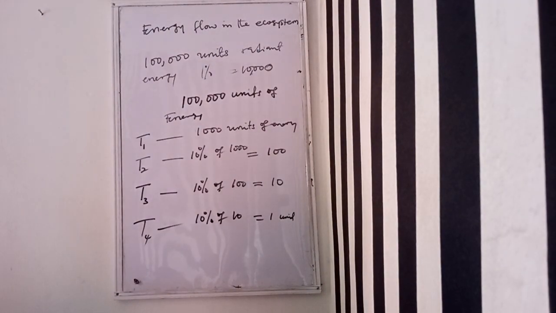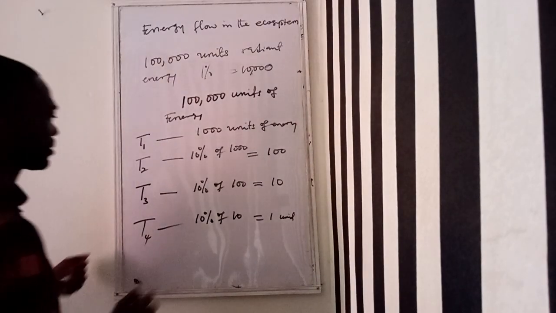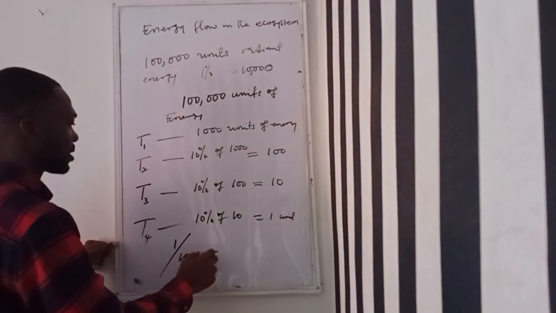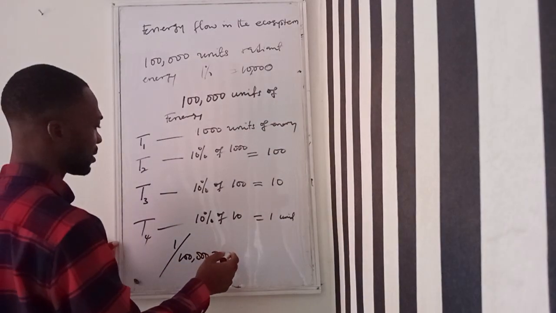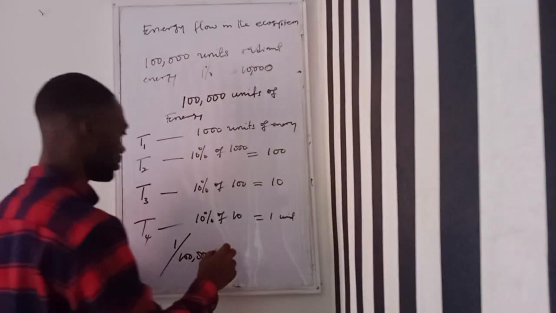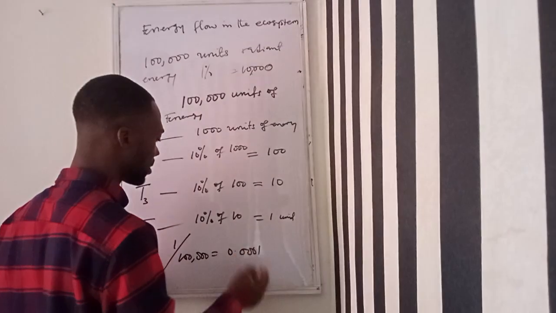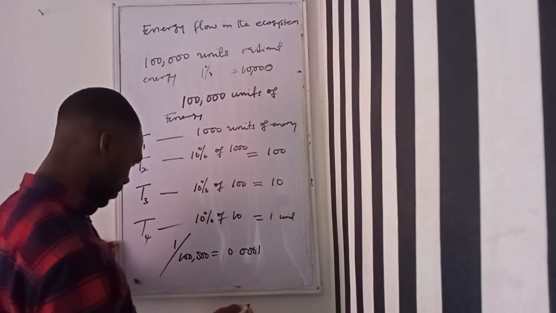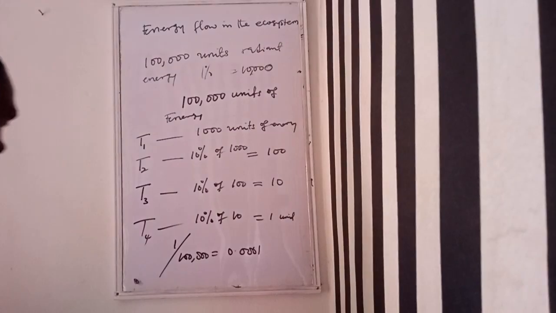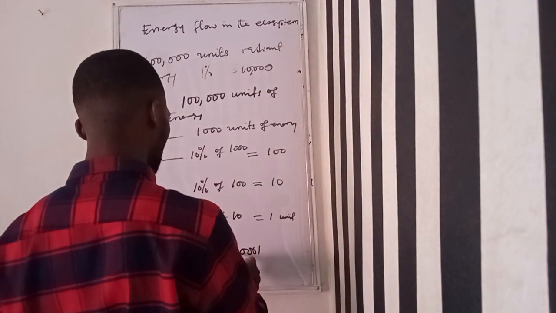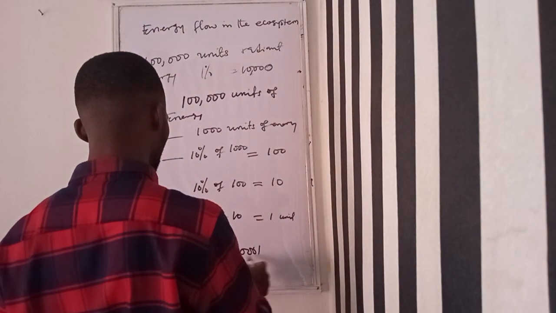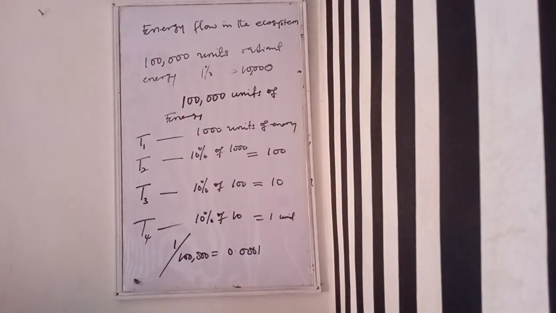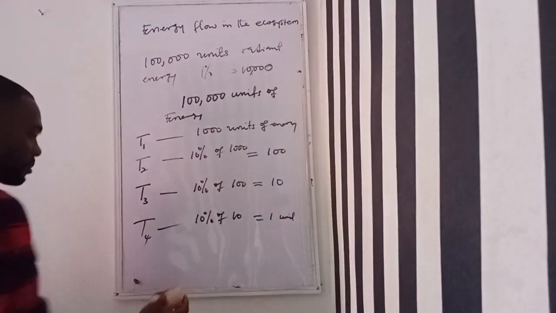So this one unit divided by the initial unit, 100,000, will give us about what? 0.001. Is that correct? Okay, let me not confuse you anymore. Let me leave that part.